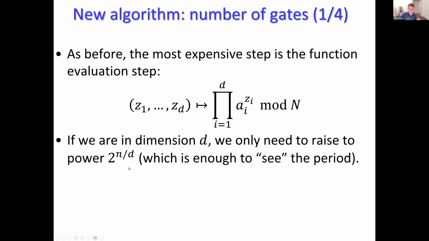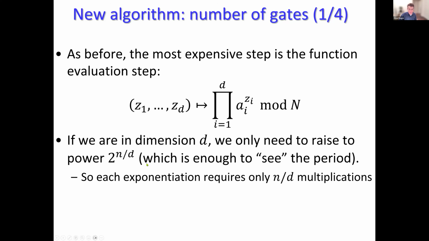This sounds great, but still, how long does it take to compute this product? So each exponentiation now only requires n over d multiplications, because I don't have to do repeated squaring n times, only n over d. It sounds great. Well, but I have to do it d times. I have to do it for each of the i's from 1 to d. So in total, it seems like I still need n multiplications. So it seems like basically we gain nothing.